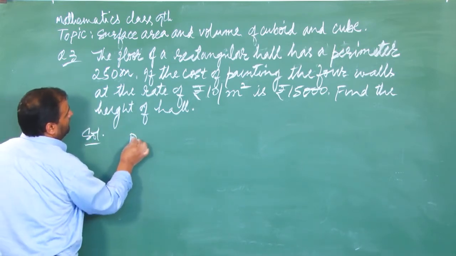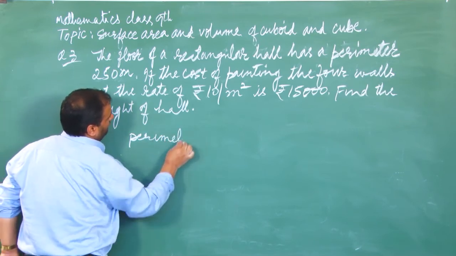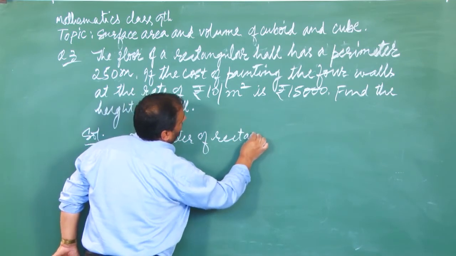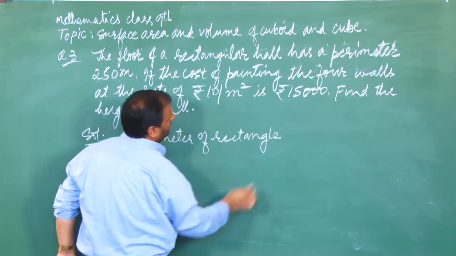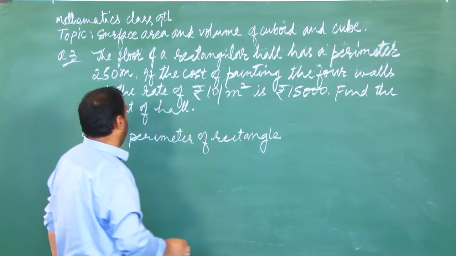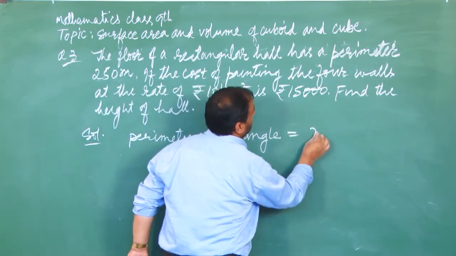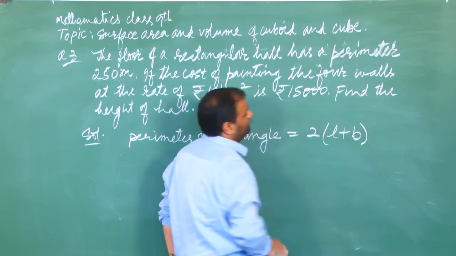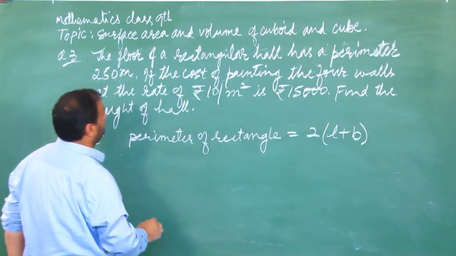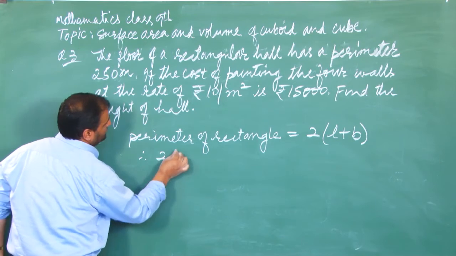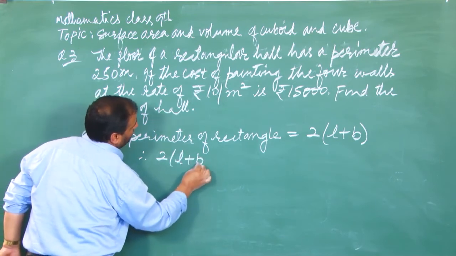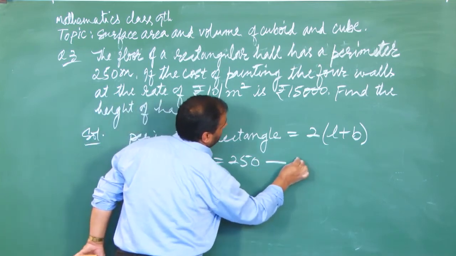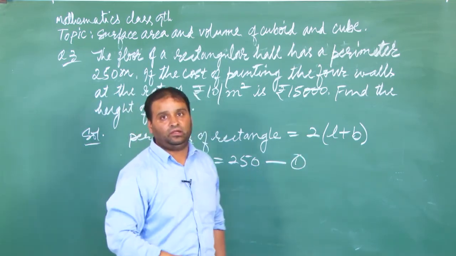Now, the perimeter of a rectangle is a 2-dimensional figure with only length and breadth, and the perimeter of a rectangle is the sum of its length and breadth multiplied by 2. So it is given by 2 times length plus breadth, that is the perimeter of the rectangular hall. This is 250 meters. Keep it as equation 1.